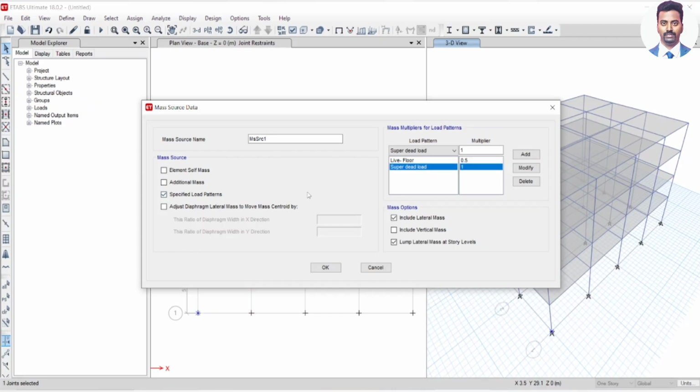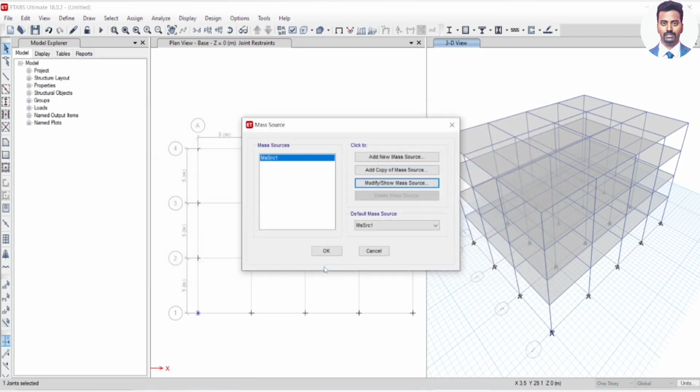Specified load patterns. Here we are specifying what are the loads to be considered during the seismic analysis. Full amount of force in super dead load, and live load in floor is half. So these two we will provide, and additional mass and element self mass we are not going to consider here. Then press OK.